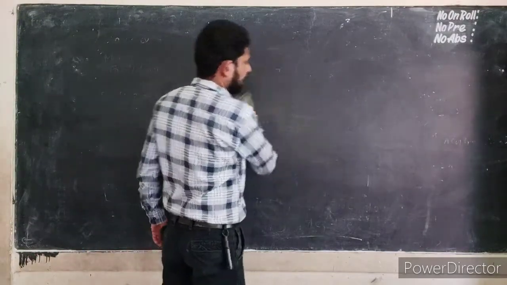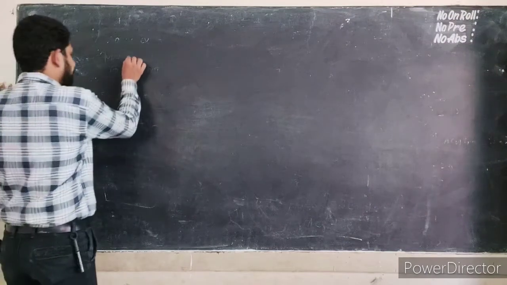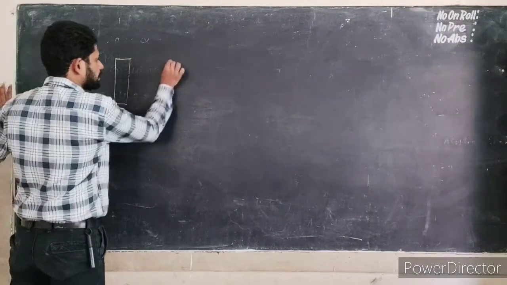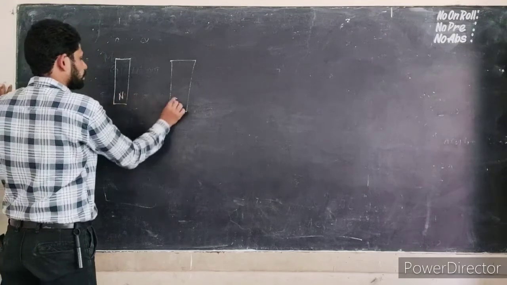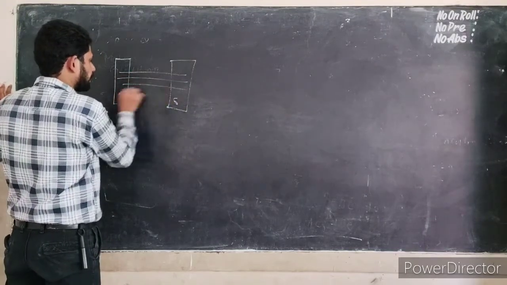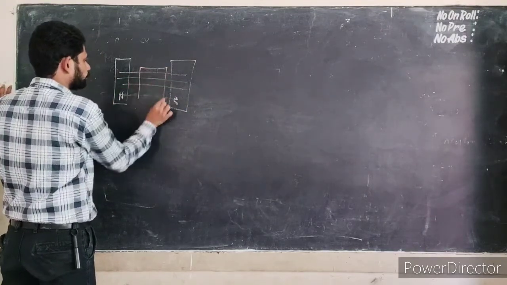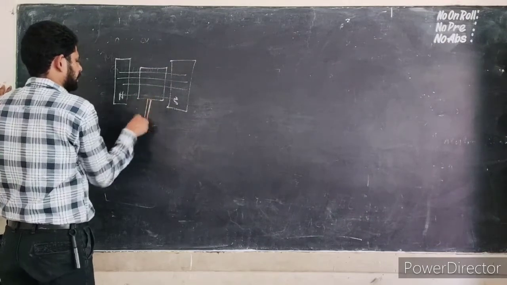Both the forces will be acting. F equal to BIL. If it is a loop, what will happen? See, consider this is the magnetic field, north and south pole, maintaining a uniform magnetic field. Now we have one loop, like the generator.